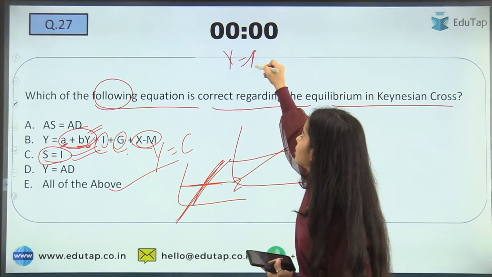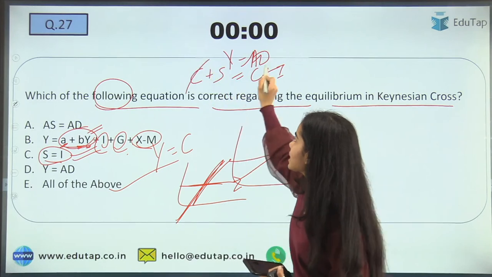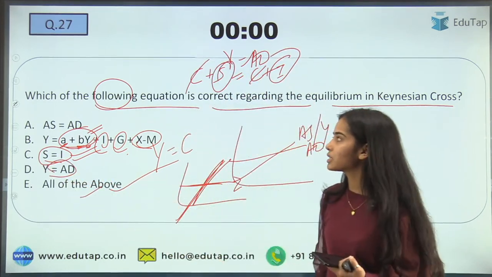As well as you can see that the aggregate demand is equal to C plus I, income is equal to C plus S, the Keynesian cross, and saving is equal to investment. Y is equal to AD. So all of the above is the right answer.